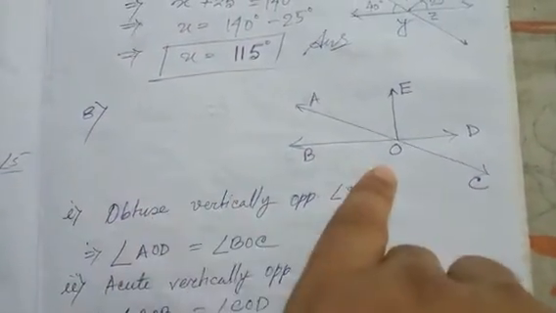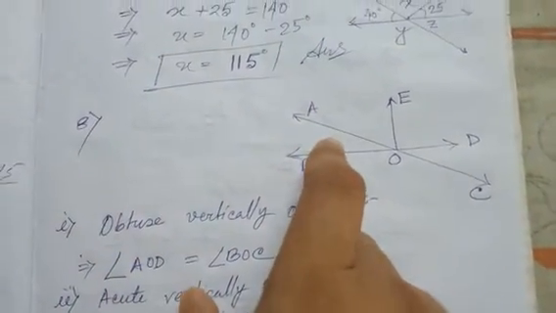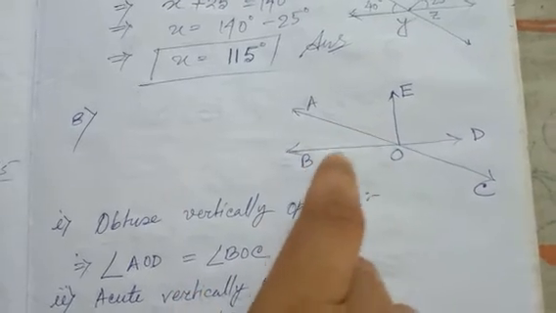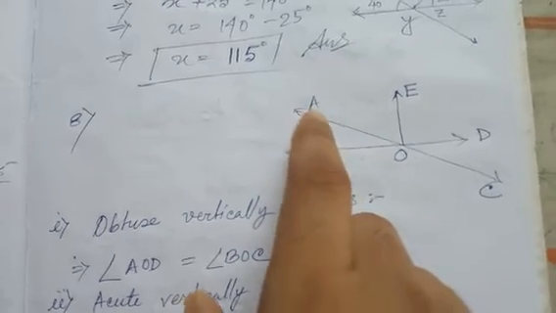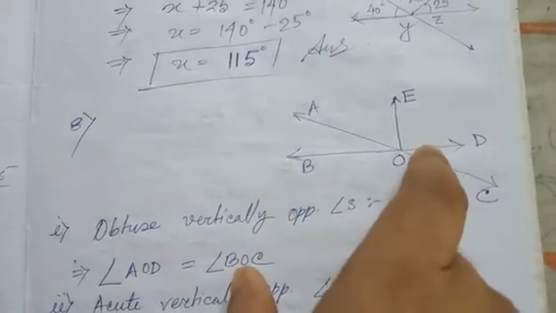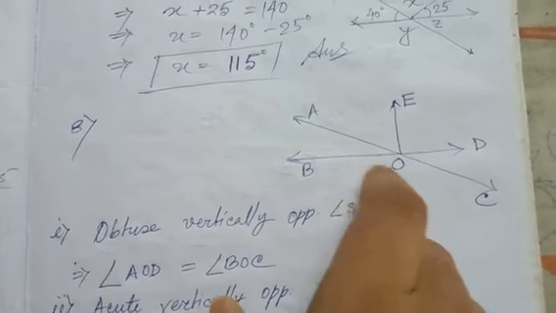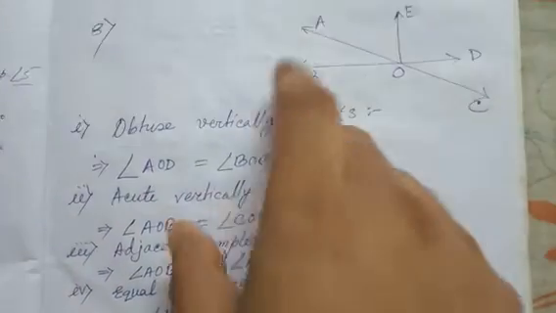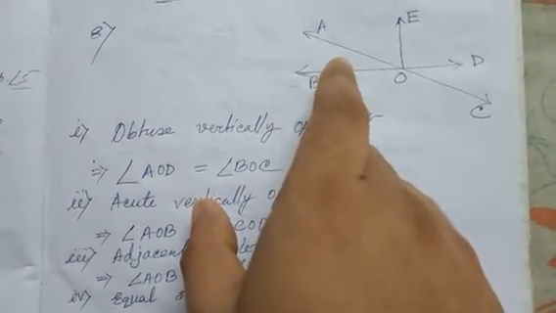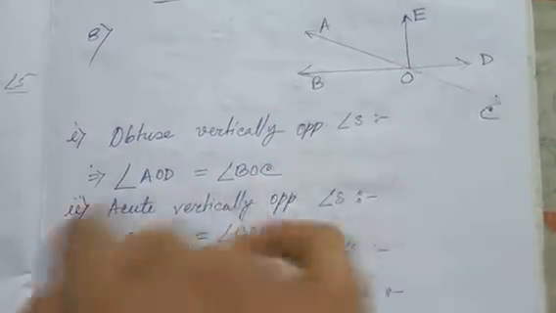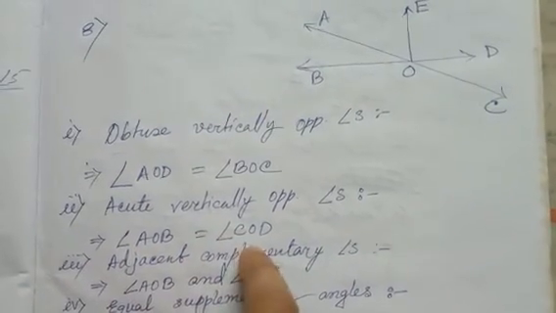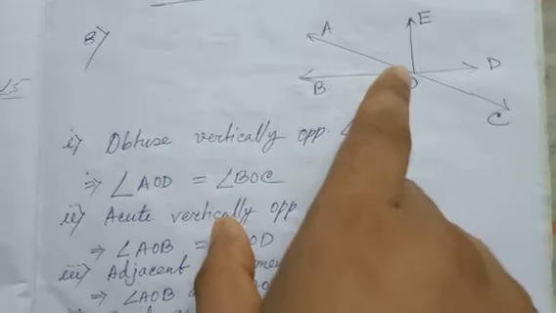Next sum is number 8. Which ones are obtuse vertically opposite angles? Obtuse means greater than 90, less than 180. So here the vertically opposite obtuse angles are angle AOD, which is greater than 90 degrees, and its vertically opposite angle BOC, also greater than 90 degrees. Next, acute vertically opposite angles. Acute means less than 90, greater than 0 degrees, which are angle AOB and angle COD. Angle AOB equals angle COD, which are vertically opposite angles and also acute angles.